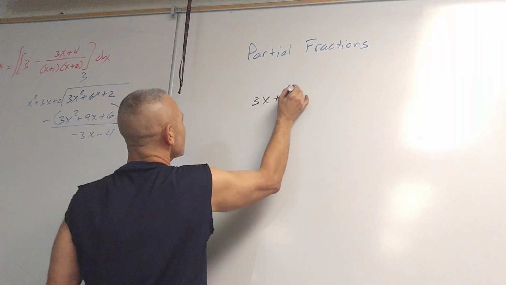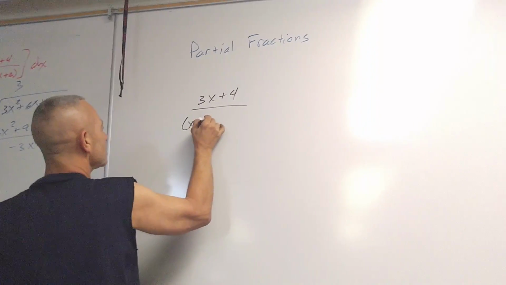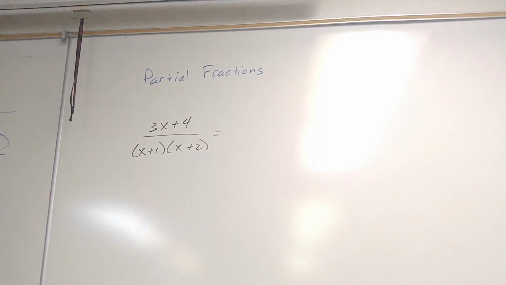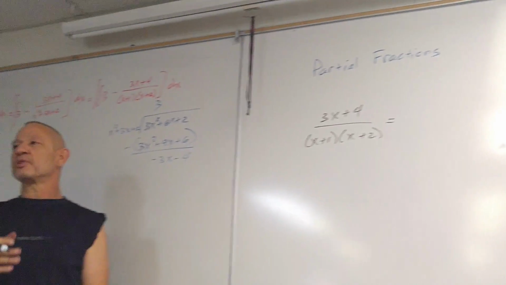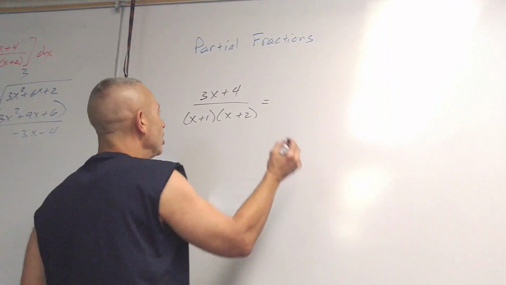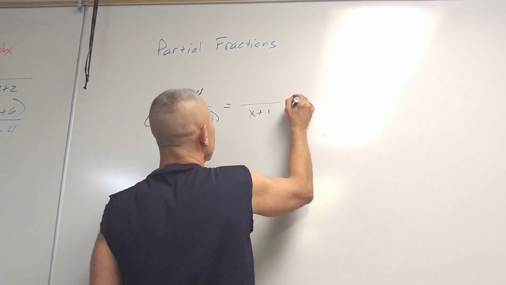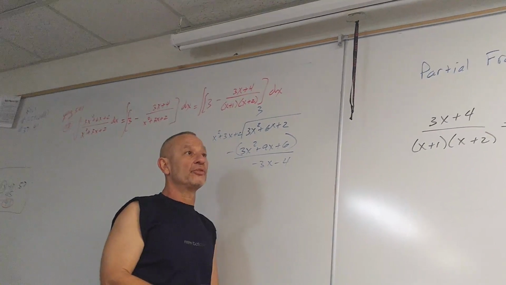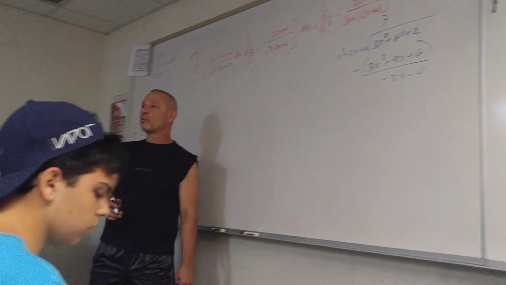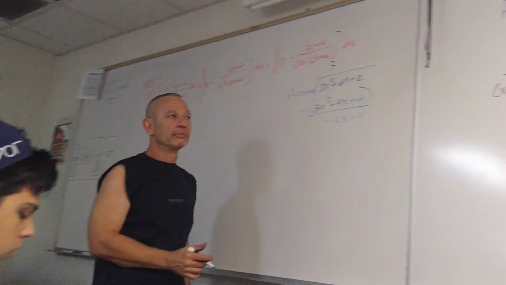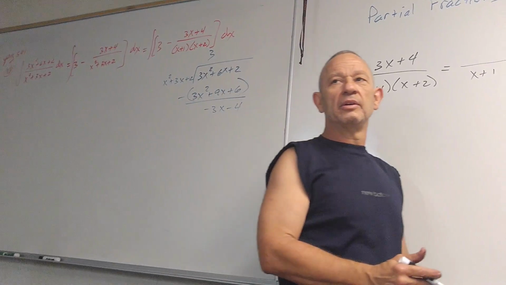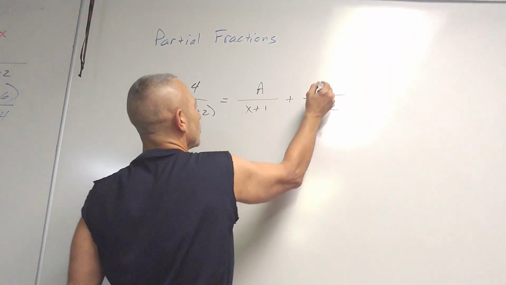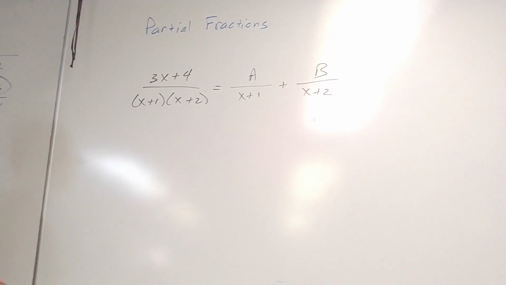So (3x plus 4) over (x plus 1)(x plus 2). What I realize is that I want to change this into 2 proper fractions. This was a proper fraction. I'm going to change it into 2 proper fractions. One of them with a denominator of x plus 1 and the other one with a denominator of x plus 2. Well, the degree of each of those denominators is 1. If they are proper fractions, what will be the degree of the numerators? Smaller than 1, which is, well, not nothing, 0. So they're constant. Tell me what's A and what's B.